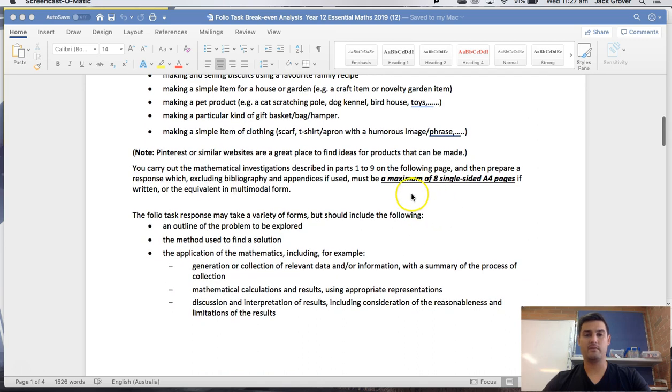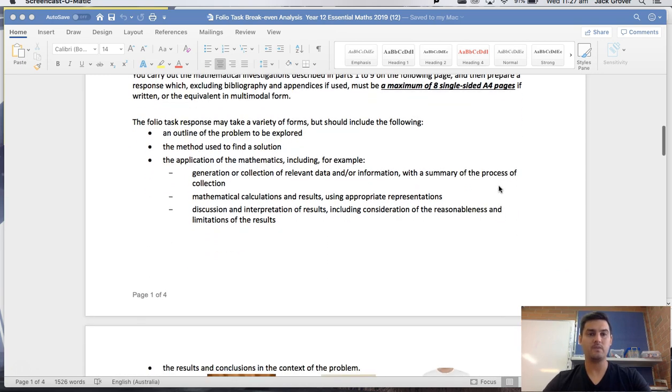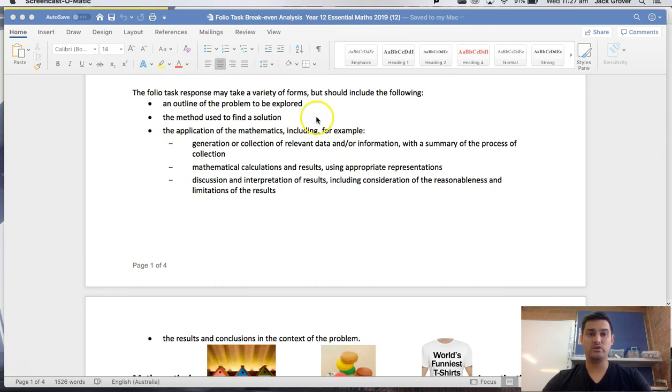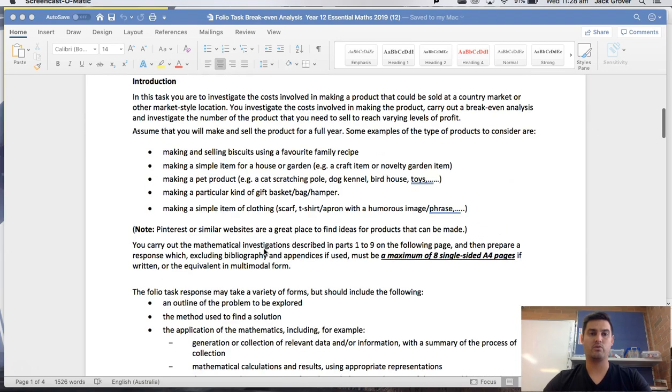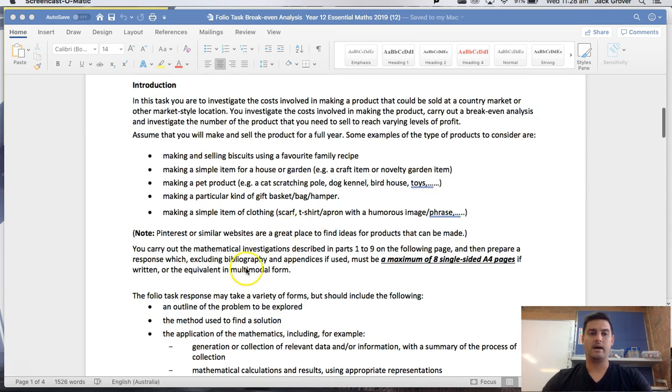One of the important things to remember: maximum of 8 single-sided A4 pages. That doesn't include your cover page, so it's 8 single-sided A4 pages of writing in your calculations and your analysis. You should definitely be doing some sort of introduction, which needs to have some sort of prediction about what you think the break-even point might be. There's a point on that down here, but it's important that you actually put that into your introduction as well.